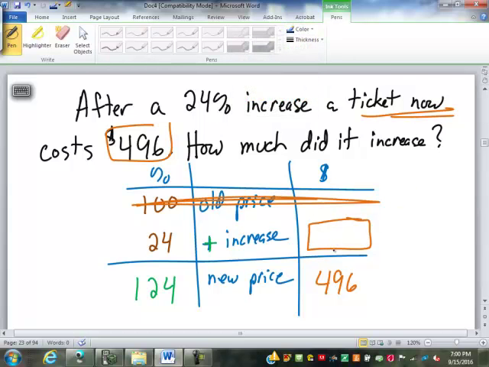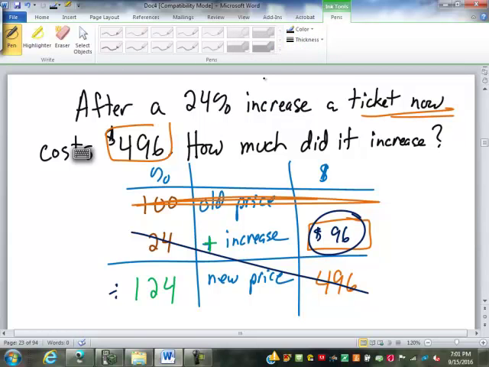So now to find the increase, we can cross multiply and divide right in the table. 24 times 496 divided by 124 is, oops, that's not 400. 96, right? How many of you got $96 increase? A couple of you? Okay.